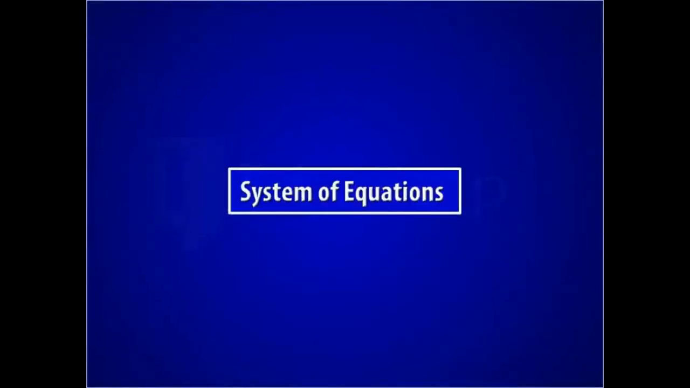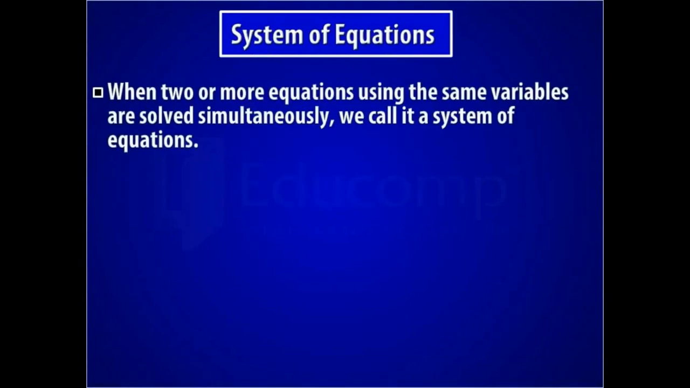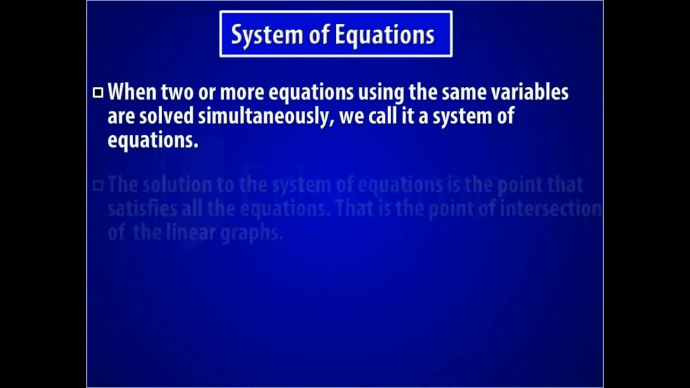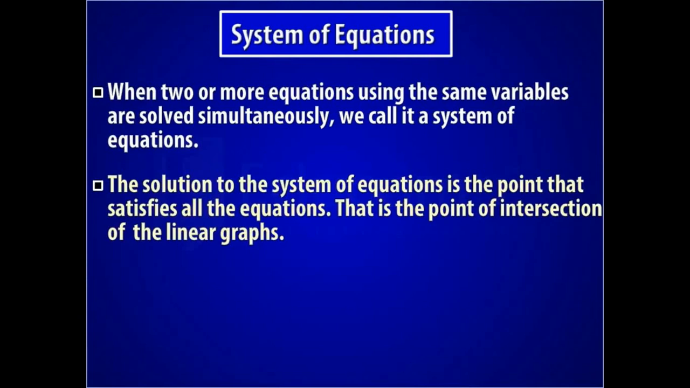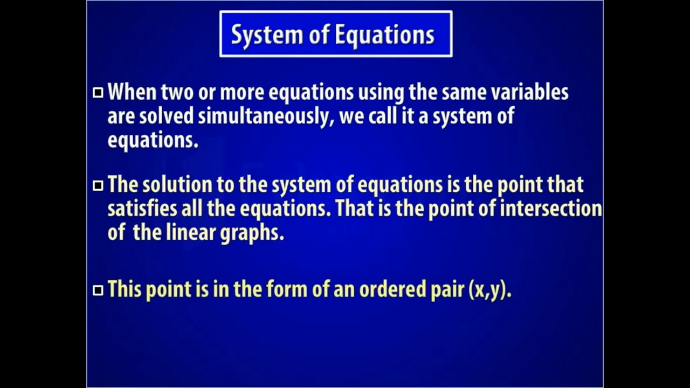Let us now learn about the system of equations. When two or more equations using the same variables are solved simultaneously, we call it a system of equations. The solution of the system of equations is the point that satisfies all the equations. That is, the point of intersection of the linear graphs. This point is in the form of an ordered pair.